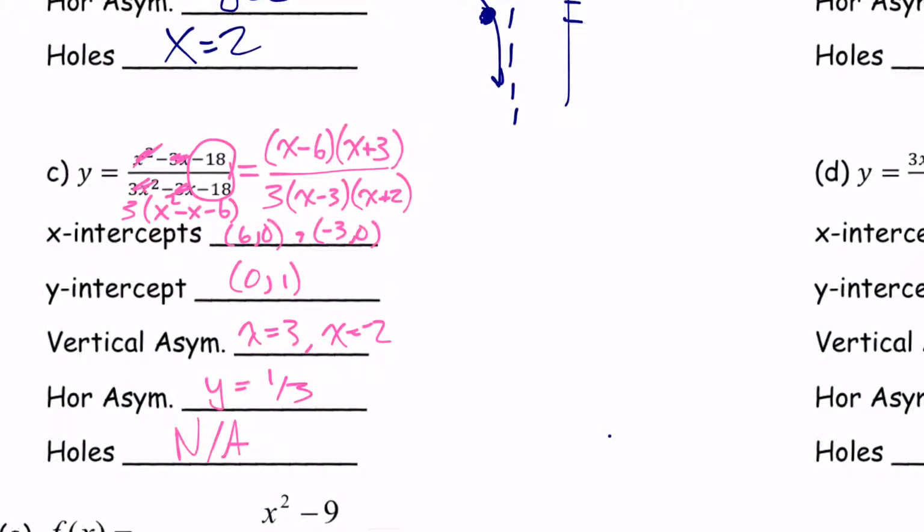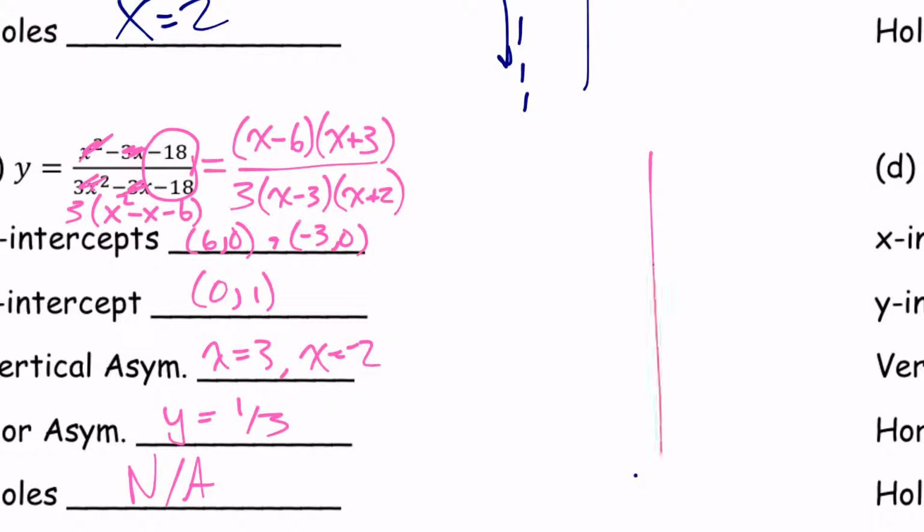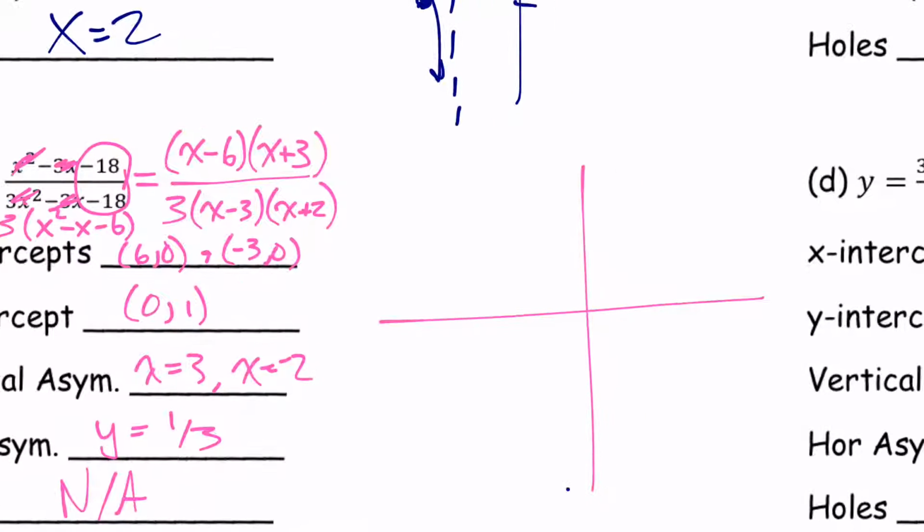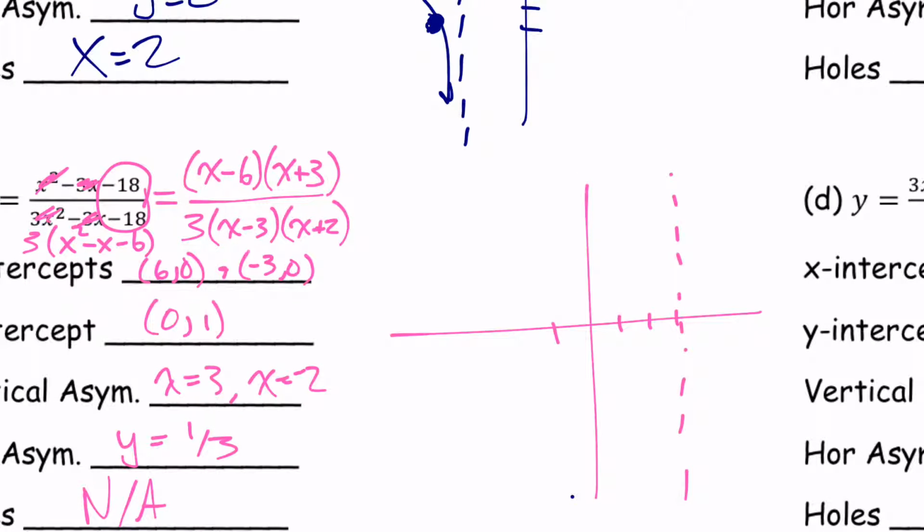All right, let's sketch all this lovely information. Put it all together now. So asymptotes: vertical at 1, 2, positive 3, dashed line, and at negative 2, another dashed line.